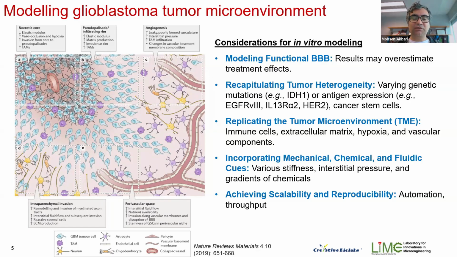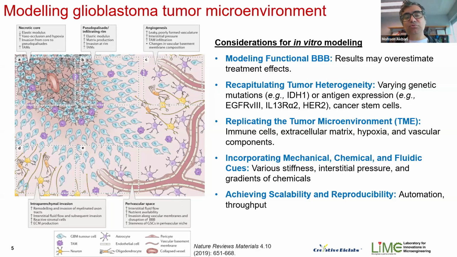In terms of tumor microenvironment, we not only need to think about the types of cells that have to be included in the tumor, but we also have to think about modeling the extracellular matrix. Also, there are things related to hypoxia, which impacts cell function, and we also consider vascular components, specifically vasculature that is leaky in these types of tumors. Then there are mechanical, chemical, and fluidic signals that the cells experience in the tumor microenvironment because of various stiffnesses, interstitial pressure, and also gradients of chemicals that have to be considered.